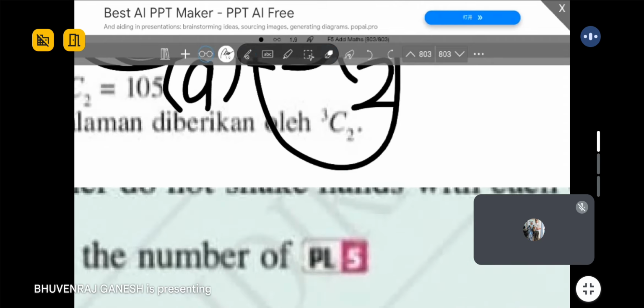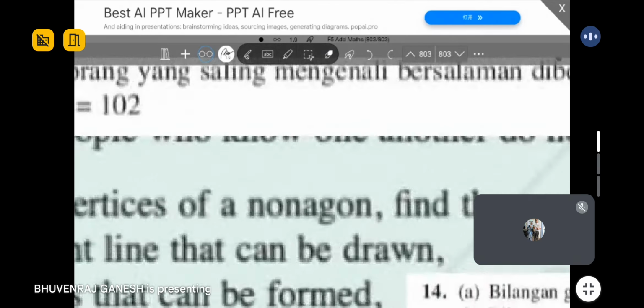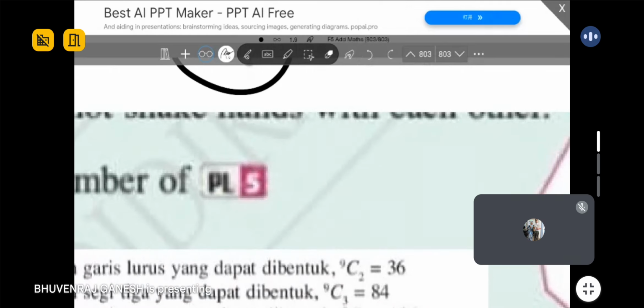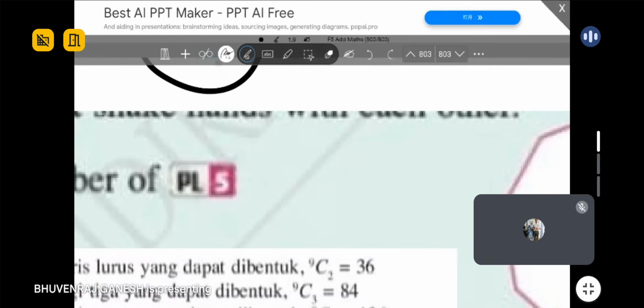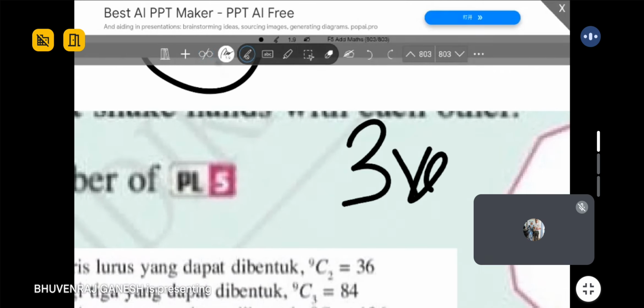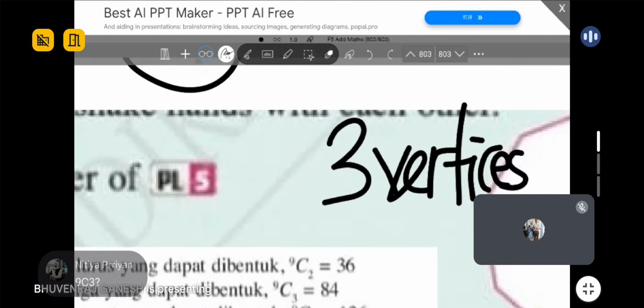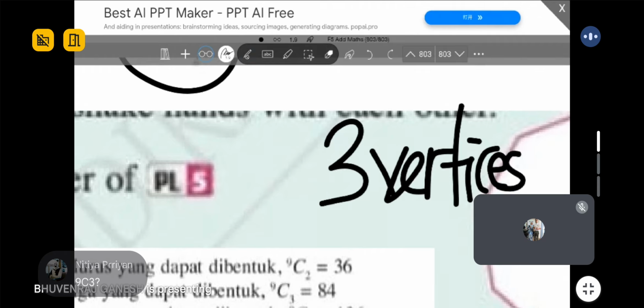Next one, they say triangle. How many triangles? Same concept. A triangle has 3 vertices, so that means 9C3. Simple, right guys? 9C3 only. You get the answer, 84.